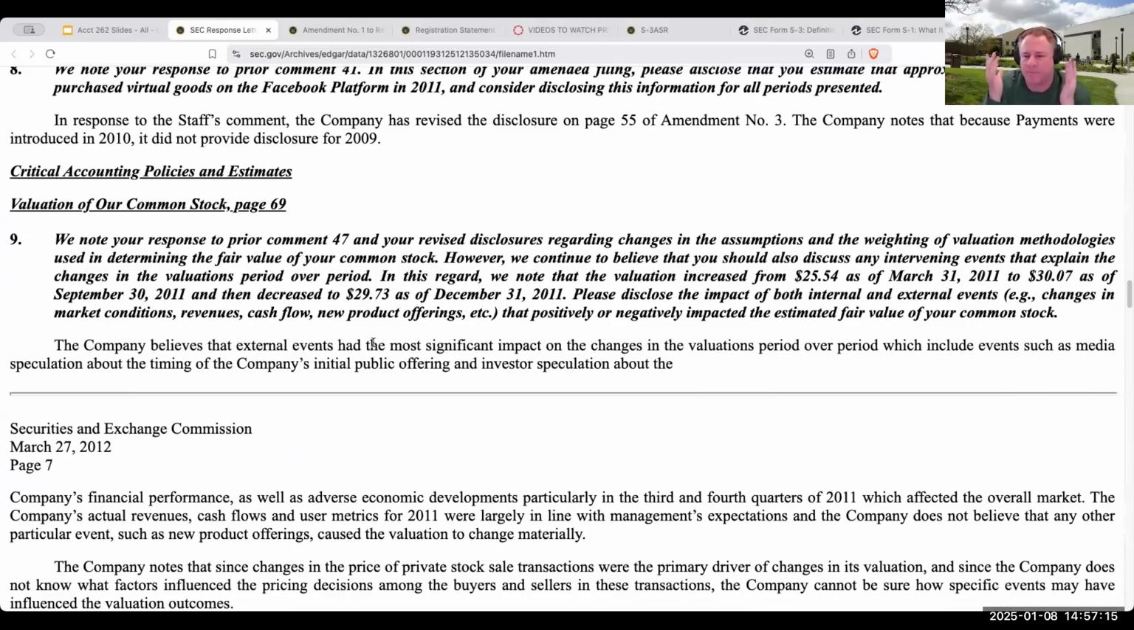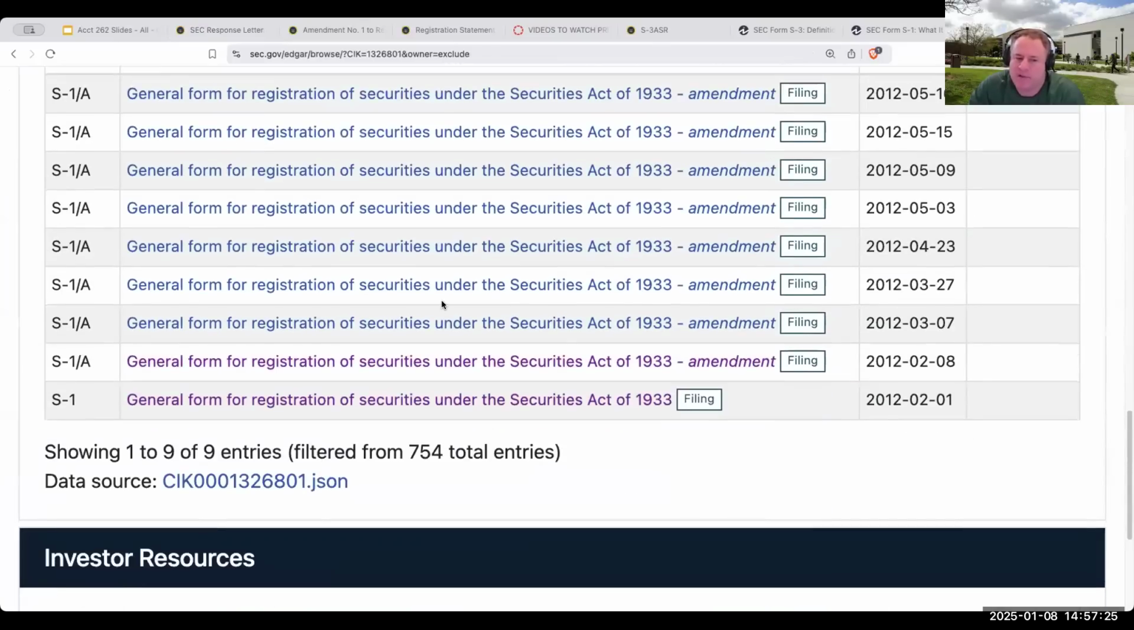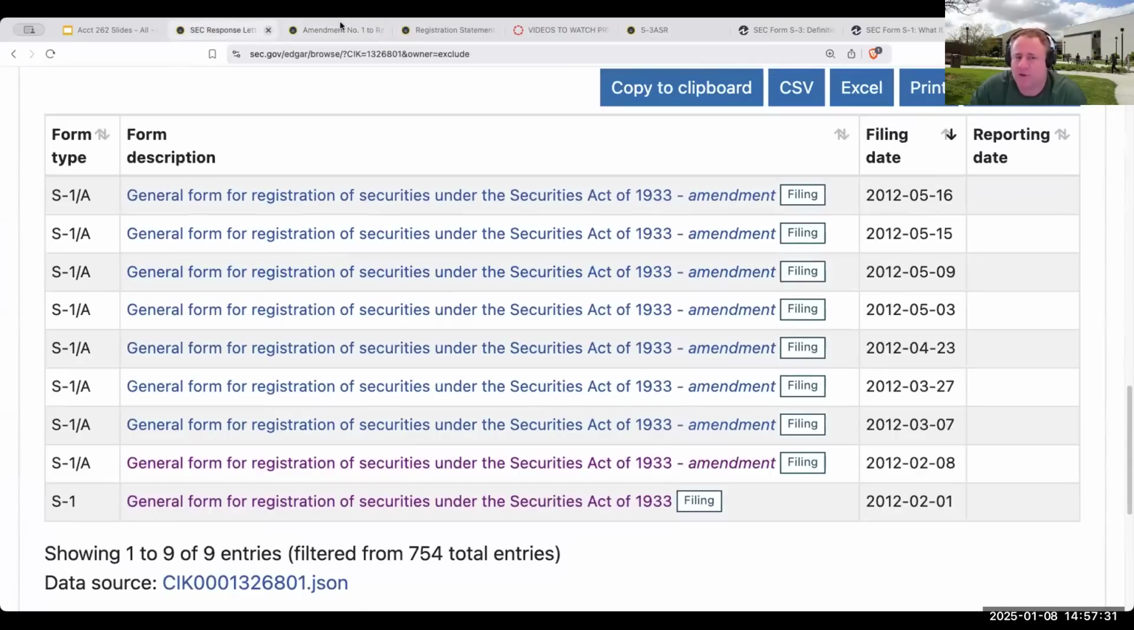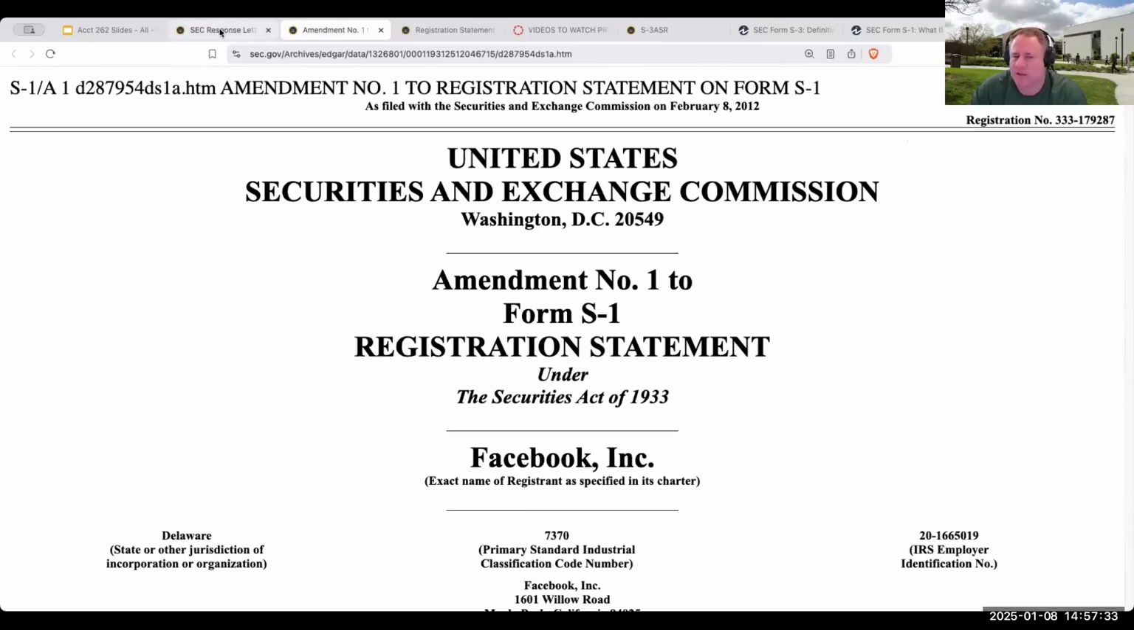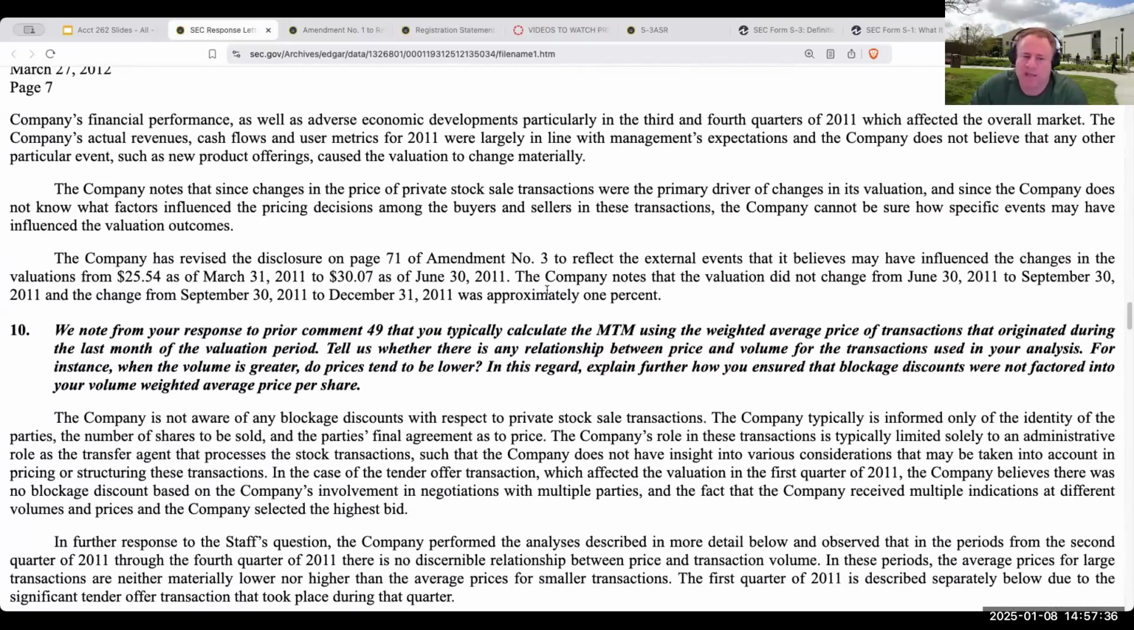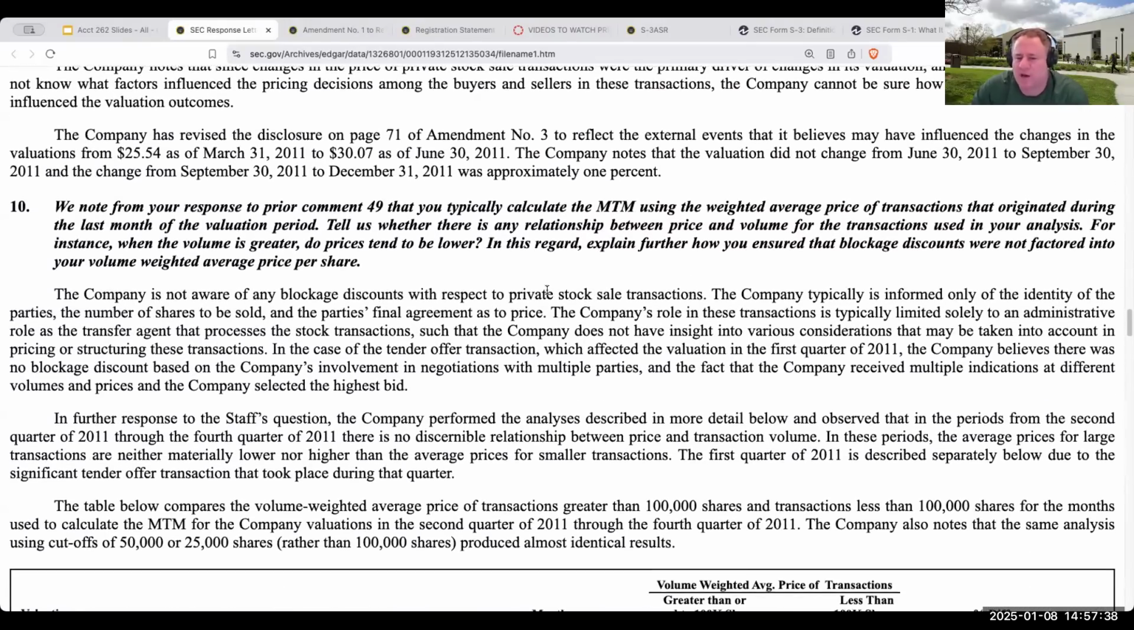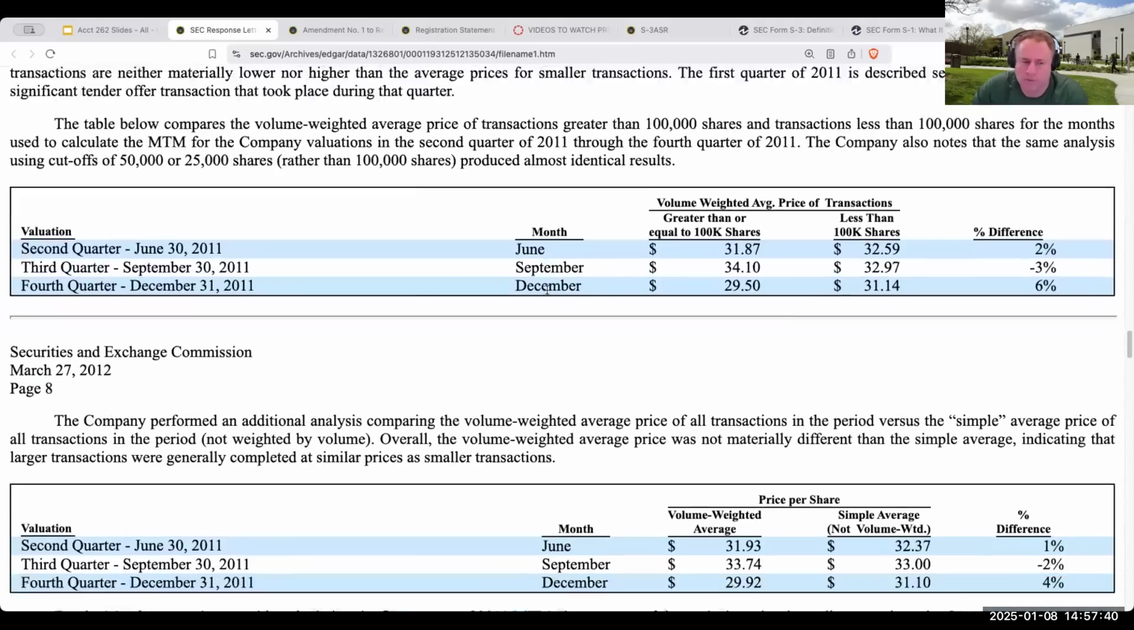So this is a back and forth happening between the attorneys for the company and the staff of the SEC, and the auditors are going to be heavily involved. Because remember, every single time this gets refiled, because you're including audited financial statements, the auditors have to go through and see it. So you've got a lot of people involved when these comment letters go through.